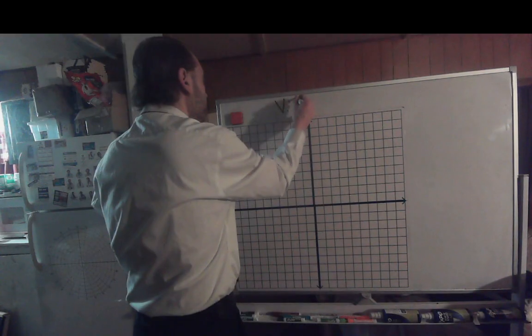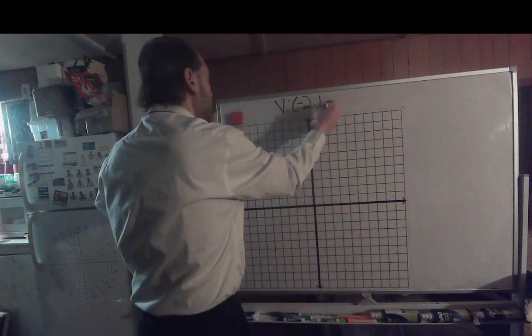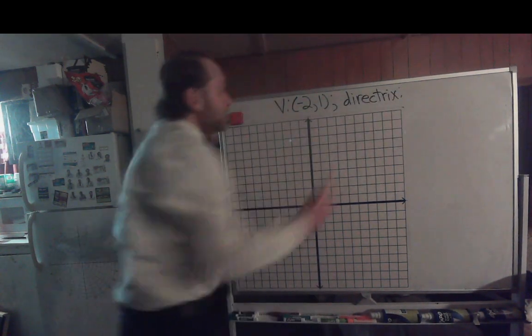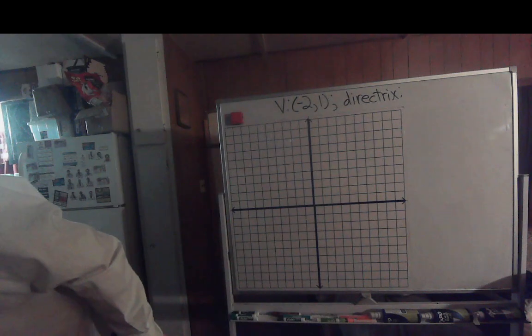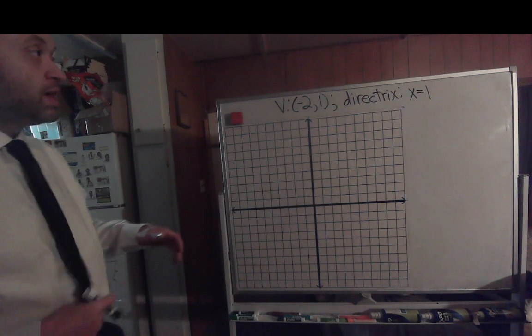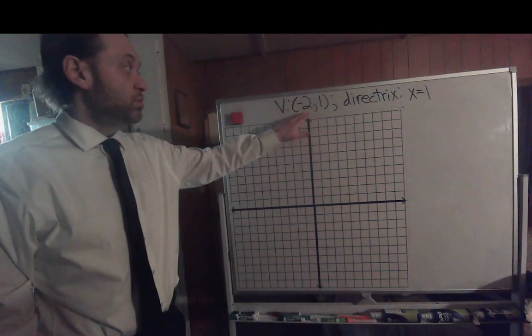Vertex at this point is at (-2, 1). We have another directrix. What is the directrix? x equals 1. The directrix is at x equals 1. Okay, so vertex is (-2, 1). Directrix is x equals 1.